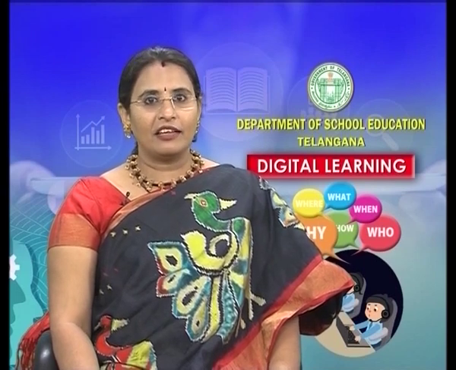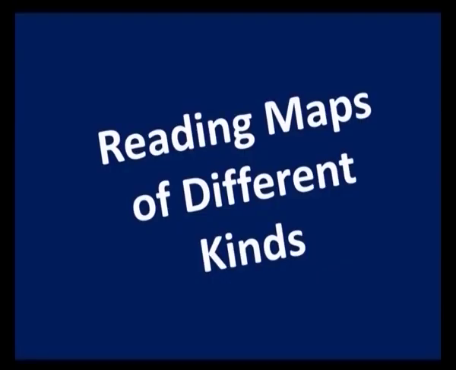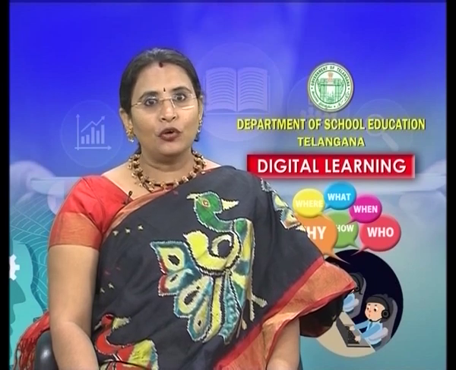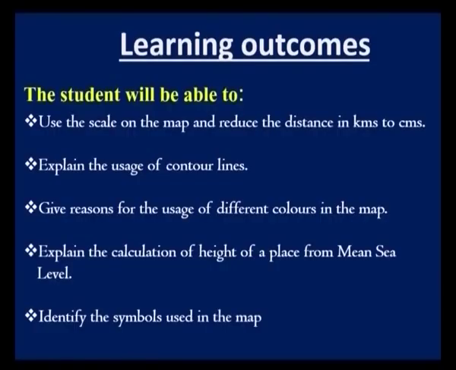The lesson in our 7th class is also related to the maps, and it is reading the maps of different kinds. At the end of the lesson, you will be able to use the scale on the map and reduce the distance of kilometers into centimeters. And then you will also be able to explain the usage of the contour lines. Here you will be able to give the reasons for the usage of the different colors in the maps. You will also explain the calculation of the height of a place from the mean sea level. And finally, you will identify the symbols which are used in the maps.